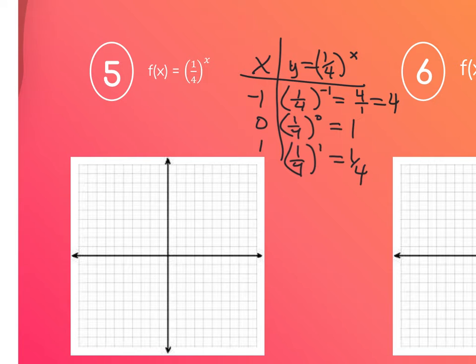So again, -1, +4, 0 and 1, and then 1 and then the 1/4. Still have the horizontal asymptote, and then connect your points. Again, they all follow the same basic shape, skimming along that asymptote.